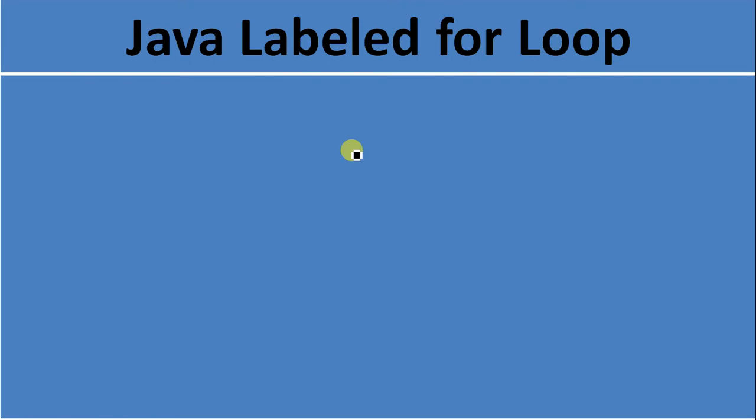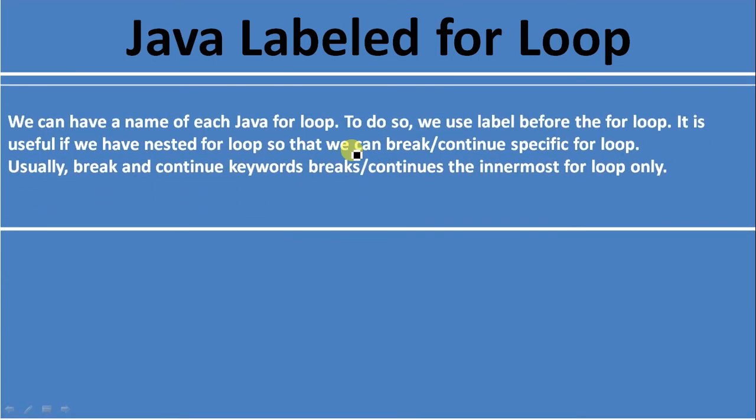Java labeled for loop. We can have a name for each Java for loop. To do so, we use a label before the for loop. It is useful if we have nested for loops so that we can break or continue a specific for loop. Usually break and continue keywords break and continue the innermost for loop only.